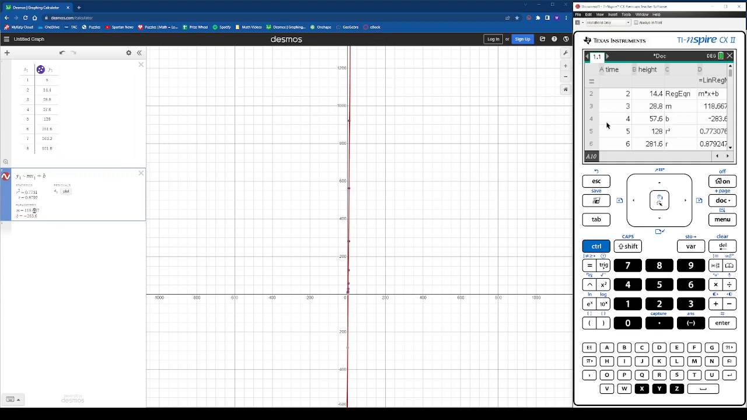So we get the exact same information. We also get r squared and r. So we get all the same data here that we got here. It's just a different process of how to type it in.